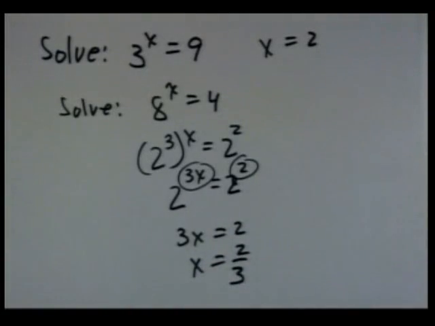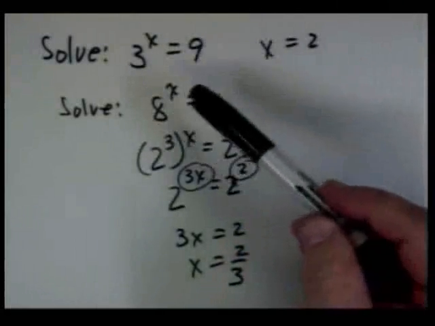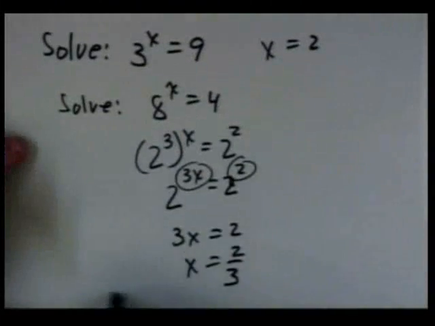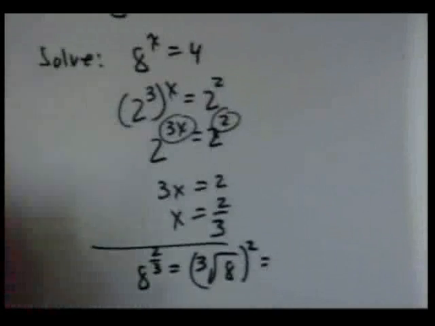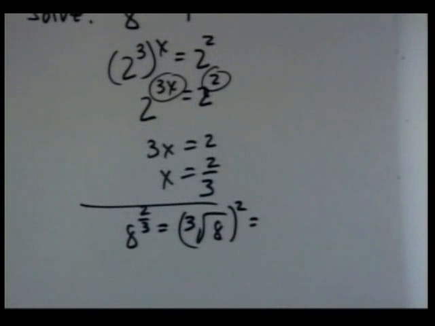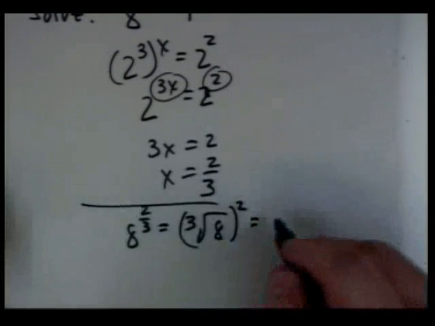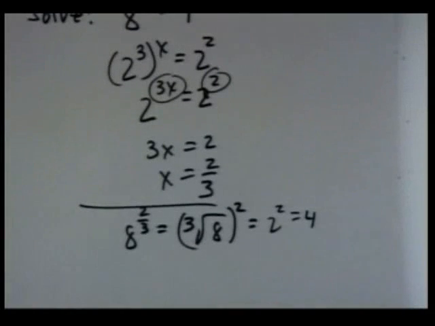Now let's check the answer to that. 8 to the 2/3 means take the cube root of 8 and square what you get. Or if you want to, you can square the 8 first and then look for the cube root of the answer, but it's easier if you do the root first because the numbers are smaller. And so that's 2 squared, and that turns out to be 4, and it was the right side, so that one's okay.